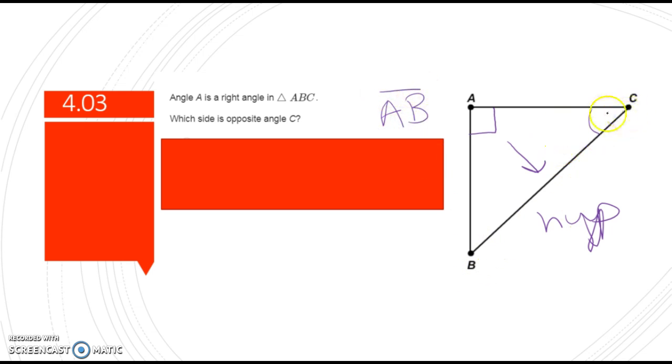If we wanted the adjacent, it would have been the one that connects to the angle other than the hypotenuse, which would be AC. Remember, those change with each angle you look at. If you looked at angle B, the opposite side would be here, and the adjacent side would be here. So just make sure you're paying attention to which angle you're considering.